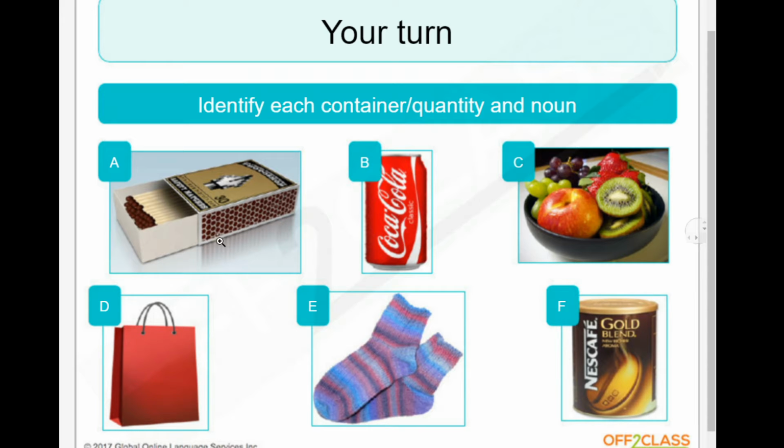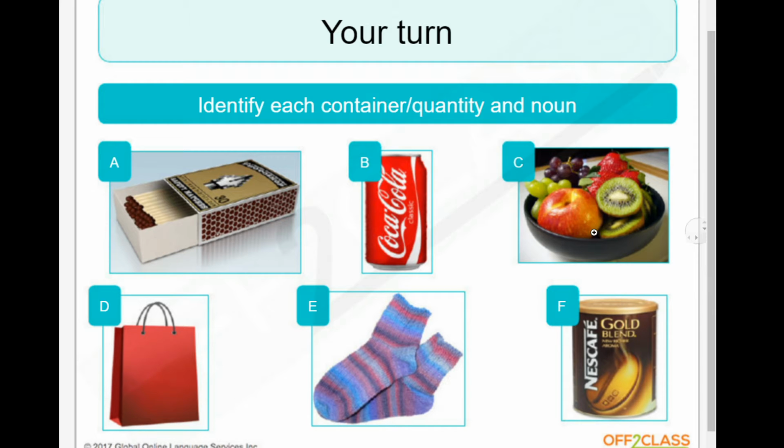These are matches. And what are they in? They are in a box, so they are a box of matches. Everybody knows what Coca-Cola is. This is a can of Coke or a can of Coca-Cola, but we usually say a can of Coke.